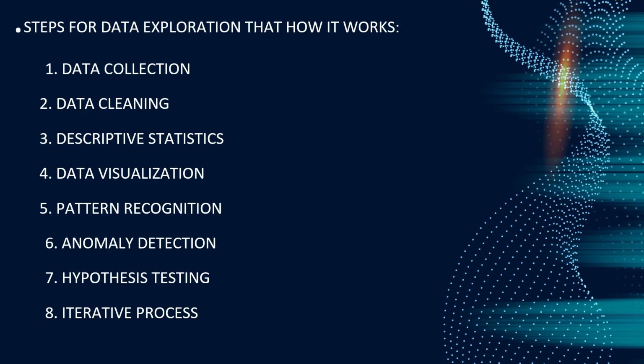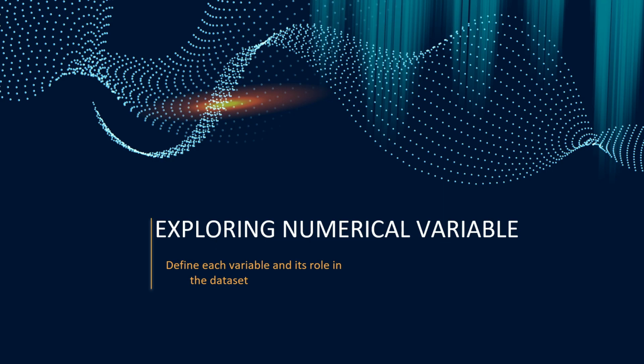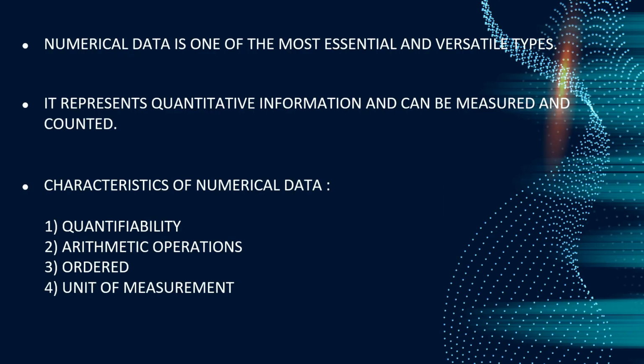Next, let us see exploring the numerical variables. Numerical data, as the name suggests, consists of numbers. It represents quantitative information and can be measured and counted. This data type is often used to perform mathematical operations and statistical analysis. So let us see the characteristics of numerical data.